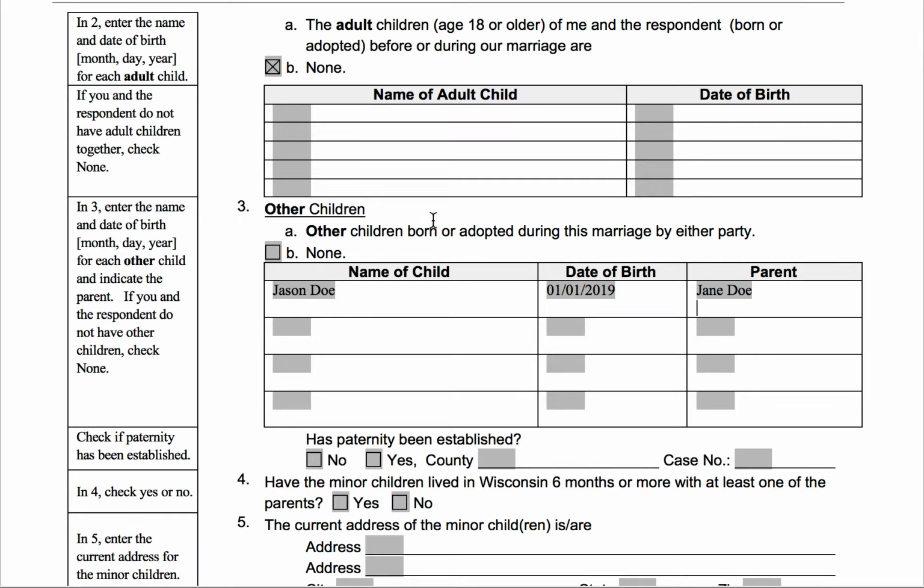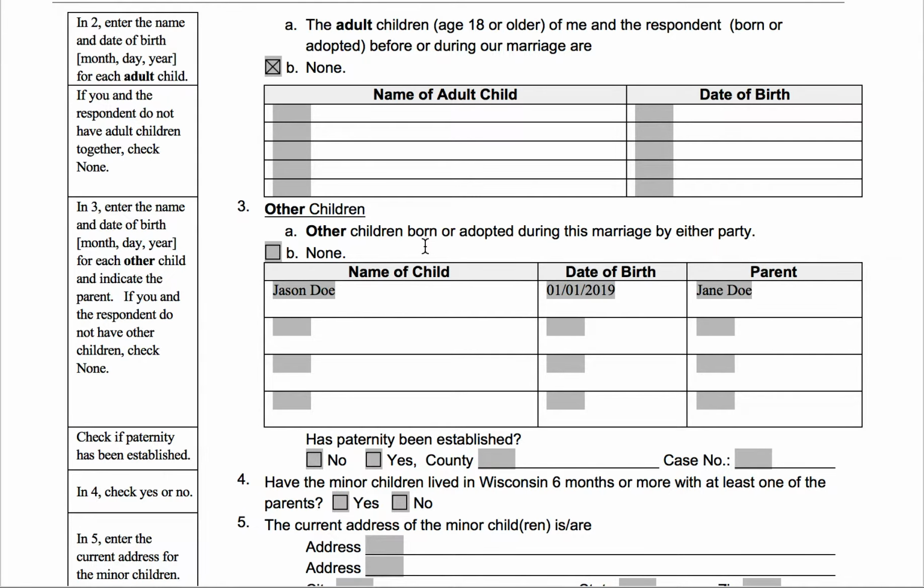If you know there is a child, even if you don't know anything about it, I would put unknown on each of these lines and then put the parent. So if we know Jane has a child, but we don't know the birthday or the name, we would just put unknown and unknown, but with Jane as the parent. And again, if there were no other children born to either party during the marriage, check none.